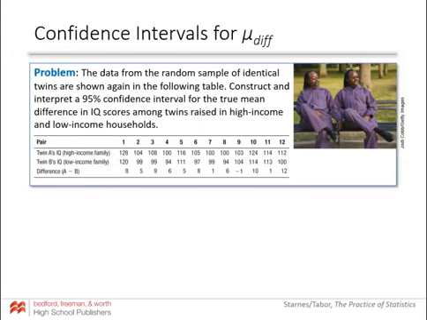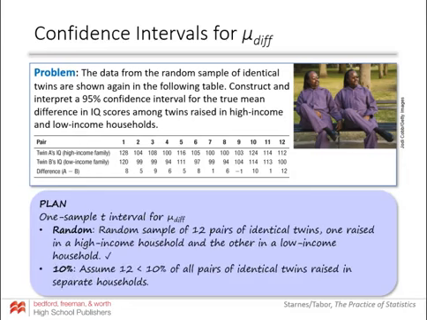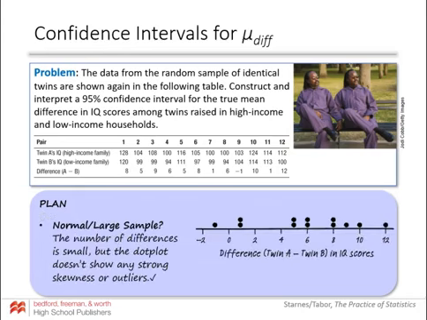Okay, so we'll go through the example. Still the same thing: state, plan, do, conclude that we've been doing over and over again. So we have a 95% confidence interval for the mean difference, where mean difference equals, and then we define our parameter. Check our conditions. Random, it says it was a random sample. 10%, because we were taking random samples of identical twins. I think it's safe to say that 12 is less than 10% of pairs of identical twins raised in separate households.